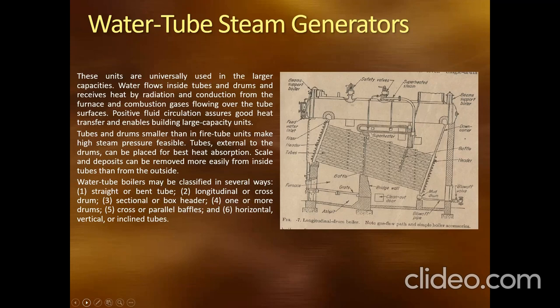Okay? These units are universally used in larger capacities. Yung fire tube, lower. Water flows inside tubes and drums and receives heat by radiation and conduction from the furnace and combustion gases flowing over the tube surfaces. So positive fluid circulation assures good heat transfer and enables building large capacity units.